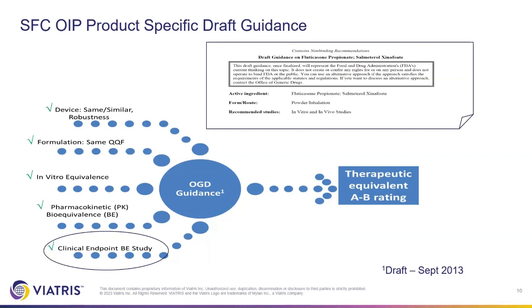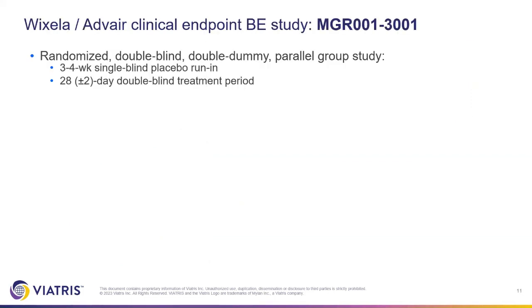And that's what I'm going to talk about now in the next few slides. So as you've heard already, it was a randomized, and actually we ran this as a double-blind, double-dummy study. We were able to access placebo products for Diskus. So it was a fully double-blind, double-dummy study, which created its own problems I'll come back to maybe in terms of learning. Parallel group study, 3 to 4 week single-blind placebo run-in period, 28 days treatment.